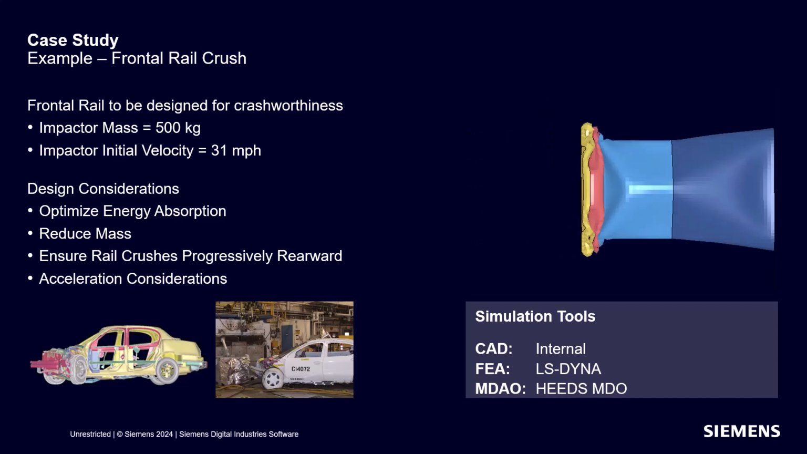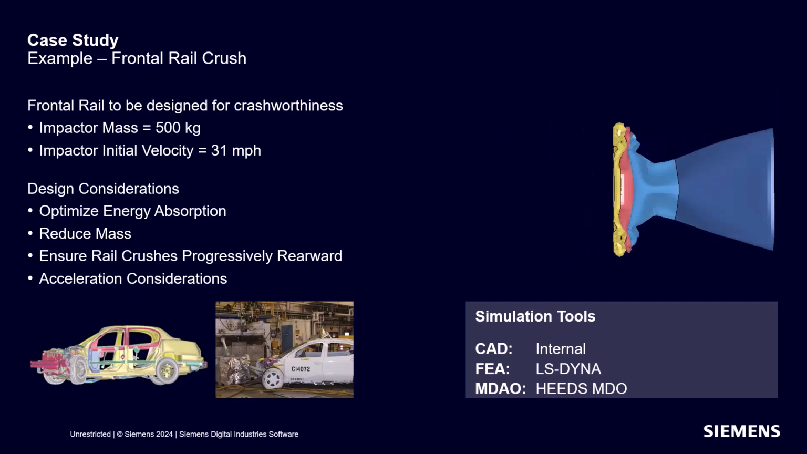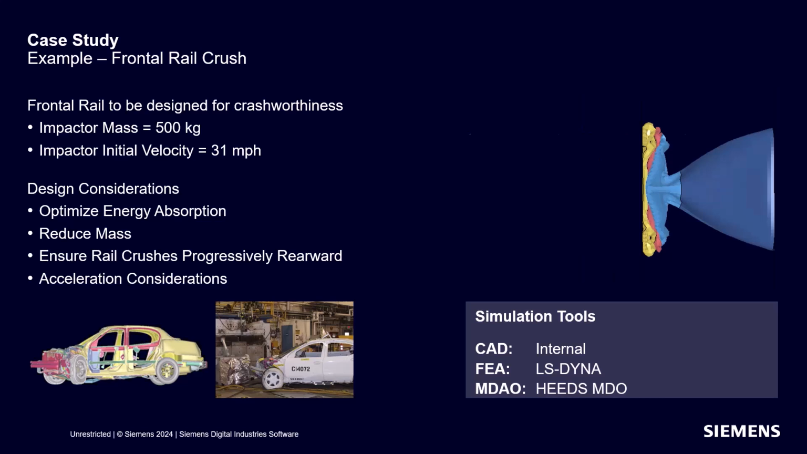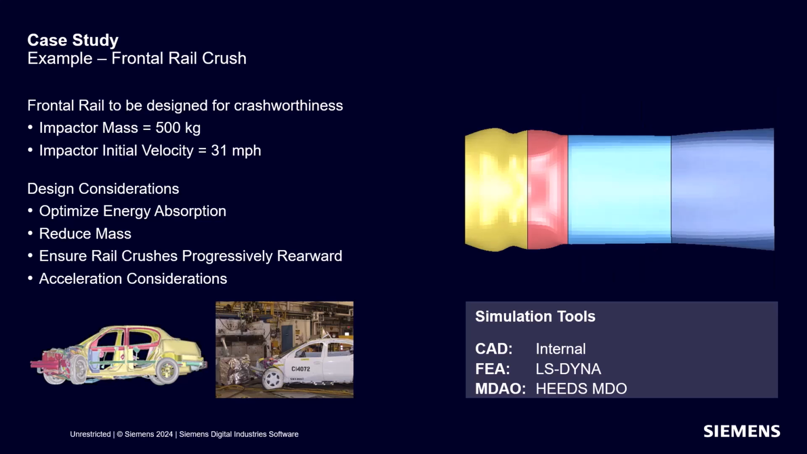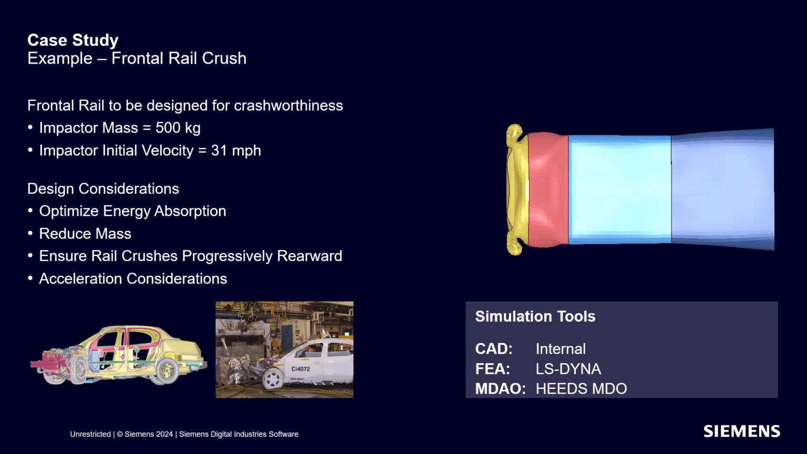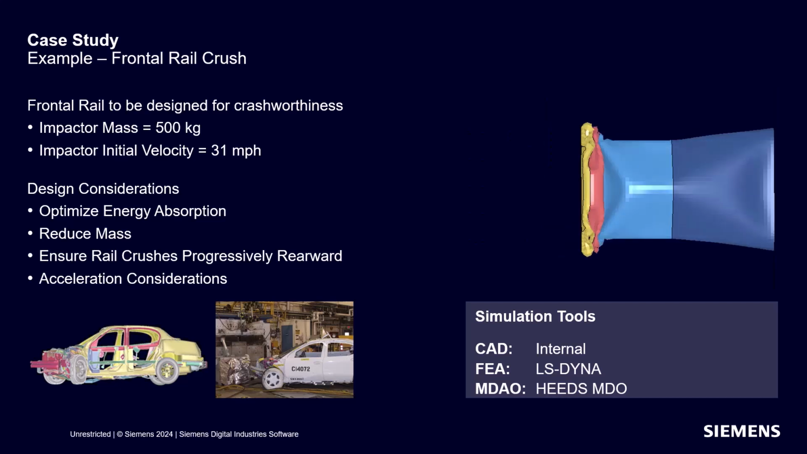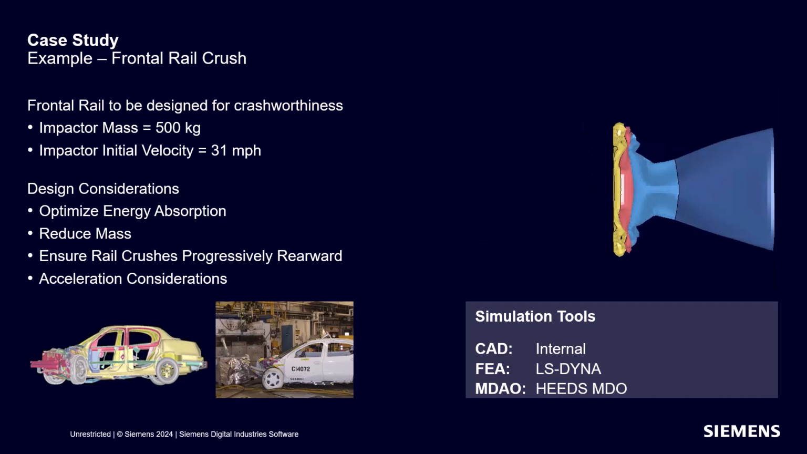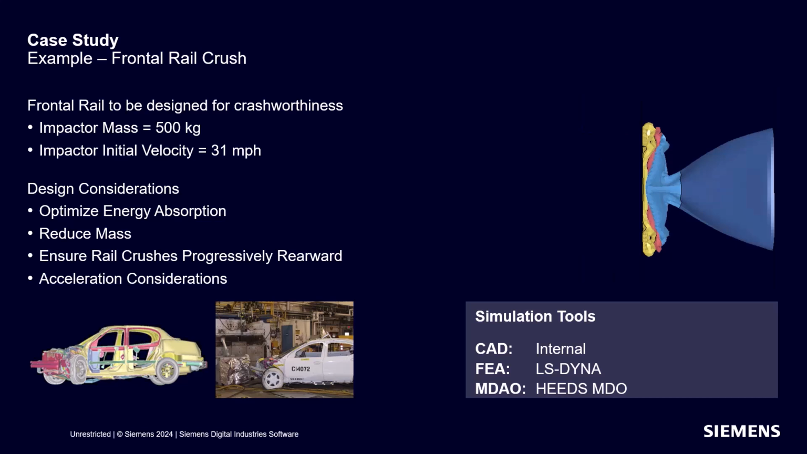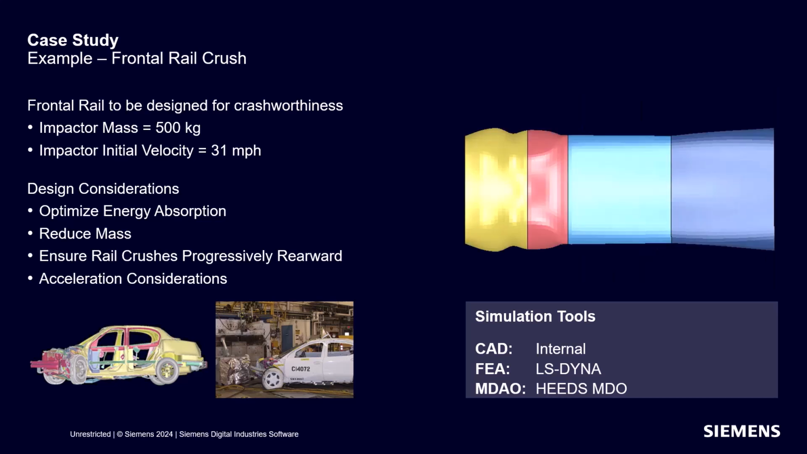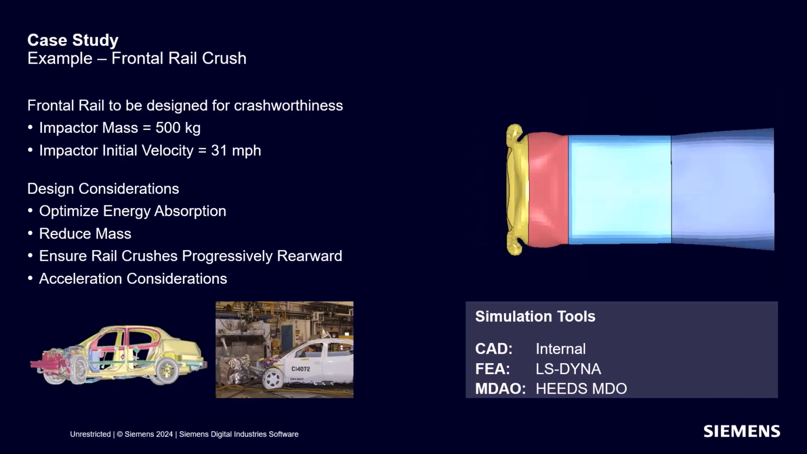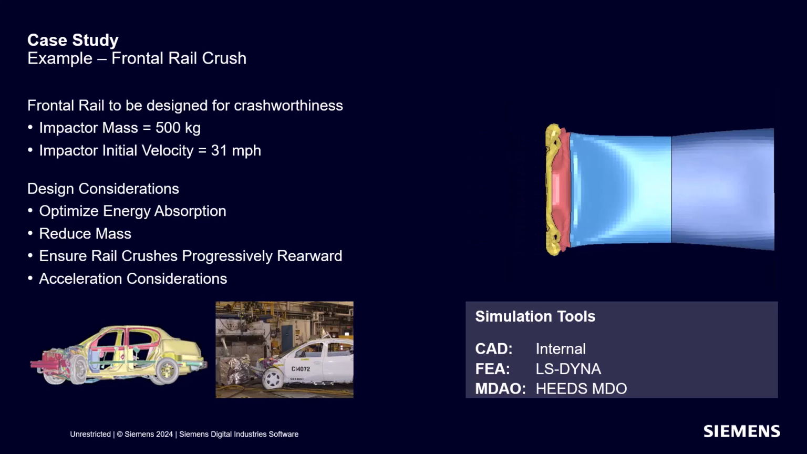In this case, we are looking to optimize the frontal rail on an automobile. We are only modeling the rail itself being impacted by a rigid wall with the prescribed velocity and mass. Our goals are to maximize the energy absorption by the rail with a certain crush deformation shape while ensuring mass is reduced and taking into account acceleration requirements.